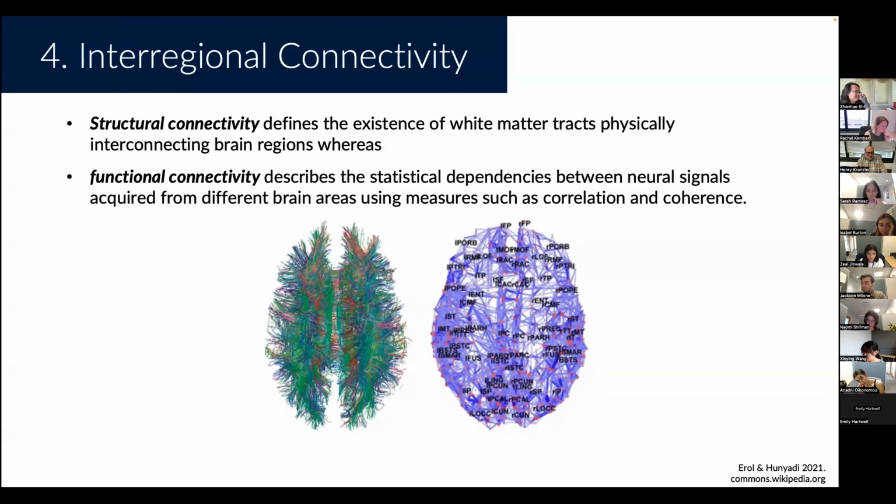All right. Next, I'm going to talk about interregional connectivity, which is something that the MRI scanner can measure. For connectivity, there are two kinds that we talk about in terms of MRI: structural connectivity and functional connectivity. Structural connectivity refers to the actual white matter tracts that physically connect different brain regions. And for functional connectivity, we are mainly talking about a statistical dependence between the time courses of different brain regions, such as correlation. So that's really a statistical measure.